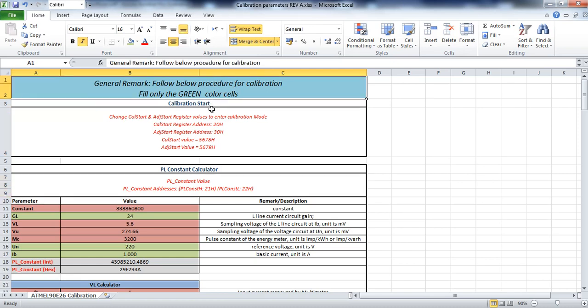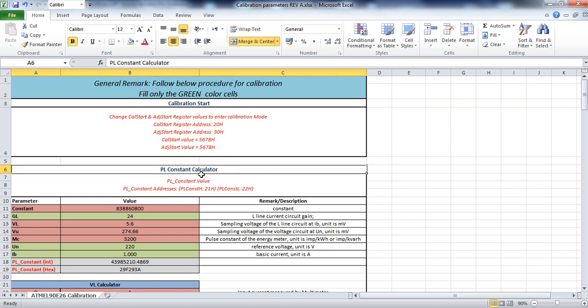In this part, we are going to discuss how to use the Excel sheet to calculate the parameters required for the calibration. Basically, we are going to focus on the calculation of the PL constant. The PL constant addresses are 21H and 22H. It has a high register and a low register. We have to configure both registers.